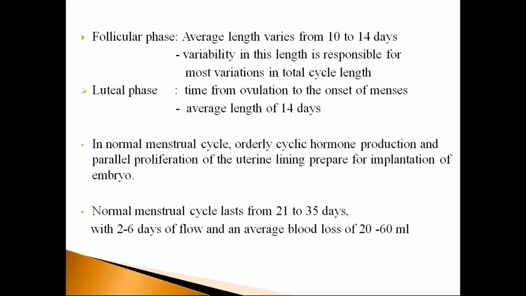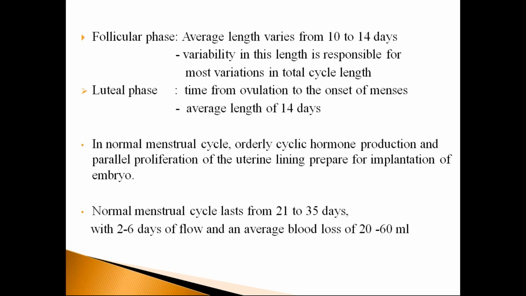So a normal menstrual cycle usually lasts from 21 to 35 days, that is 28 plus or minus 7 days, with a flow of 4 plus or minus 2 days, with an average blood flow of 20 to 60 ml. Please remember, a normal menstrual cycle lasts for 28 plus or minus 7 days with a flow of 4 plus or minus 2 days and an average blood loss of 20 to 60 ml per cycle.